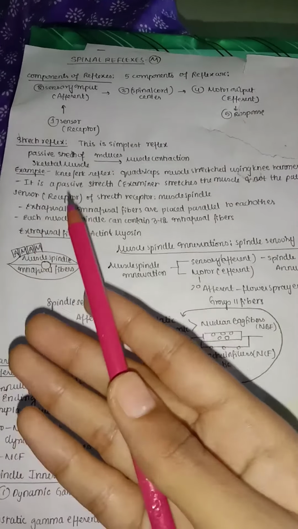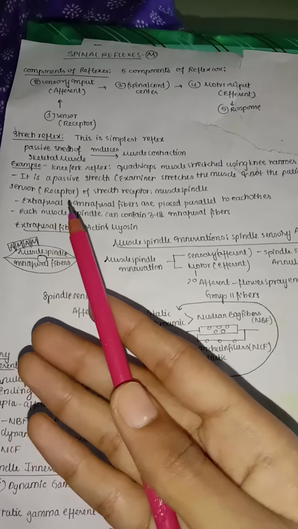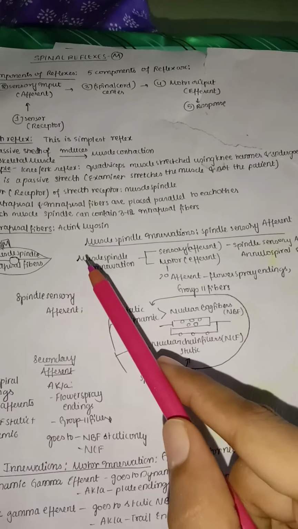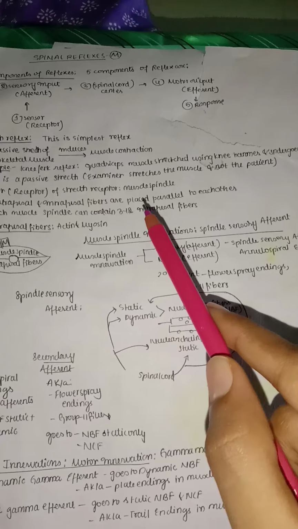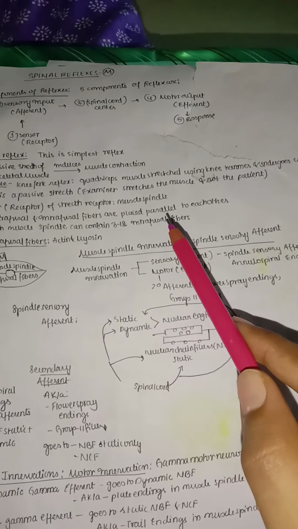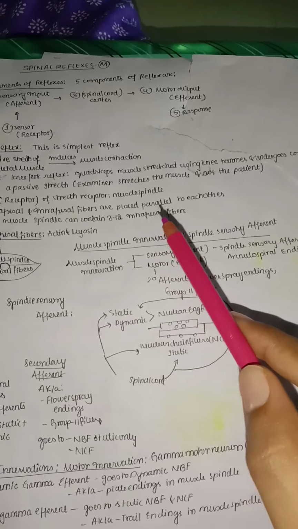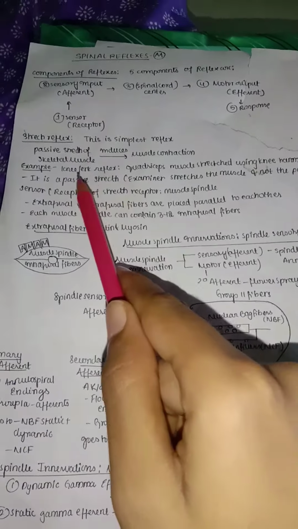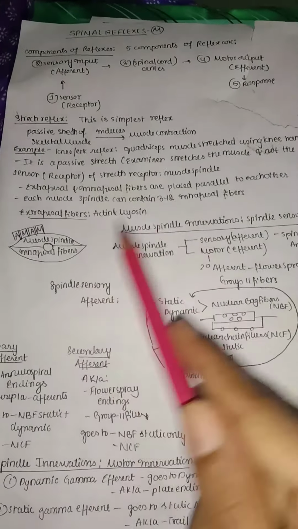So it's a passive stretch process, and the sensor receptor, the stretch receptor here, is called the muscle spindle. Very important: the receptor here is the muscle spindle. From this muscle spindle the information goes to the afferent, and from the efferent, by the motor efferent, the response comes, that is nothing but contraction of this muscle. So this is the stretch reflex, especially called the passive stretch reflex of the skeletal muscle.